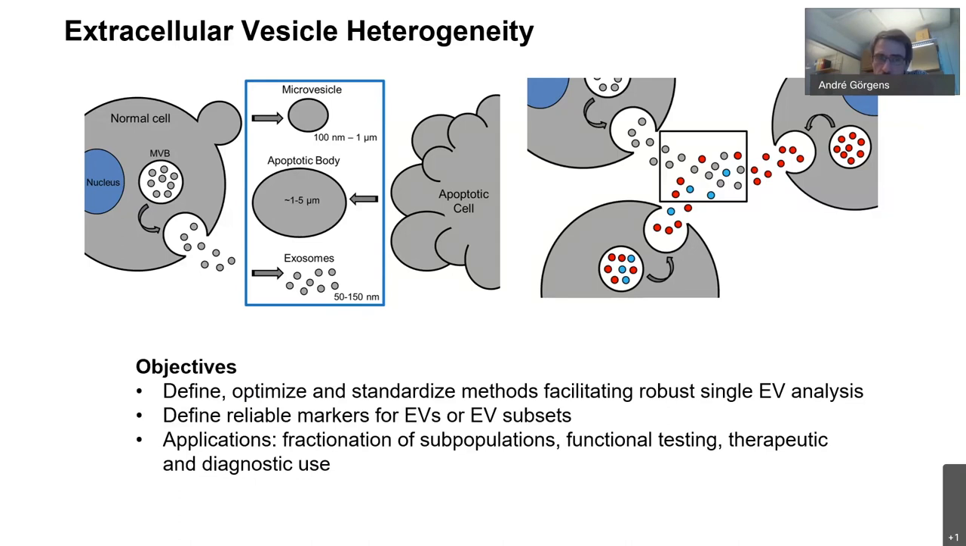So the objectives here to understand EV heterogeneity would be to define optimized and standardized methods to facilitate robust detection of those on a single EV level, which is ultimately required to understand what's going on. And for that, we also need to define reliable markers for EVs or even EV subsets. And the downstream applications that we can use those for are then, of course, that we can fractionate subpopulations, that we can test those then functionally and learn more about what their relevance is, and of course use them therapeutically and for diagnostics.